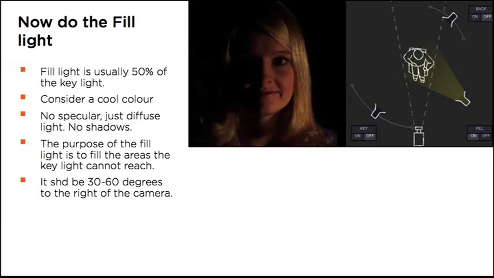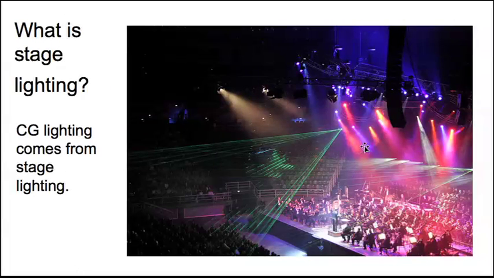Now, your fill light is usually slightly less than the key light. It's usually about 50% of the key light, and we call this the key fill ratio, the ratio of the key light to the fill light. You might consider a cool light on this, although we've got a yellow tone here. This should probably be blue, because you probably want a cool colour. If we go back to our stage lighting, you'll see here there's a mixture of warm lights and cool lights, and the mixture of the two gives you a very nice look on stage.